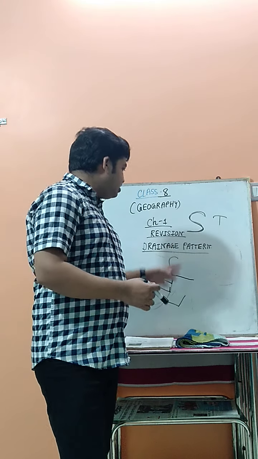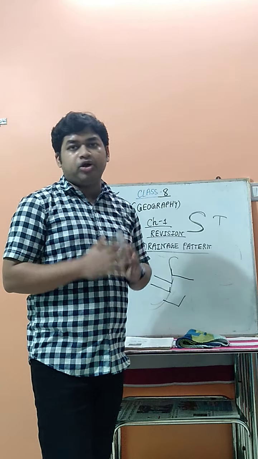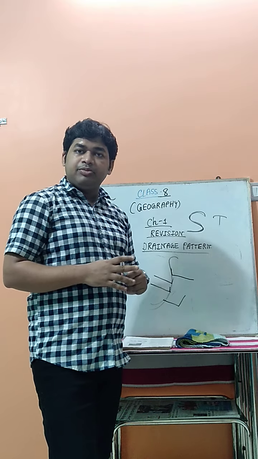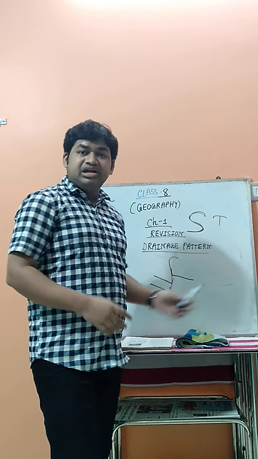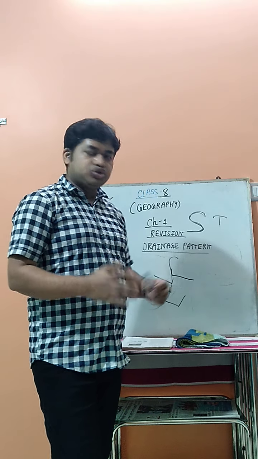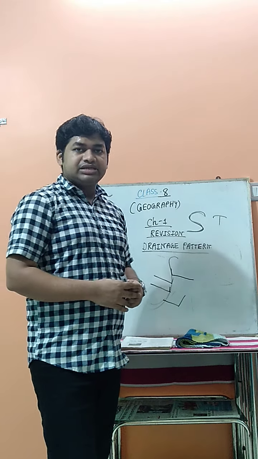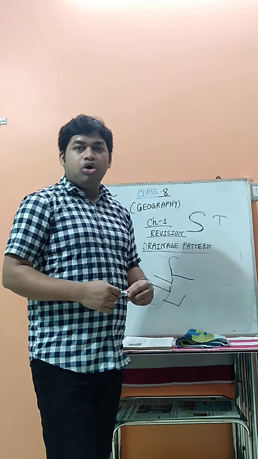So these are the different types of drainage pattern that you have to learn properly: what is the dendritic type, what is the radial type, and which one is the trellis type. So I hope you understand these three types, and also why the river takes a bending or curved type of portion.